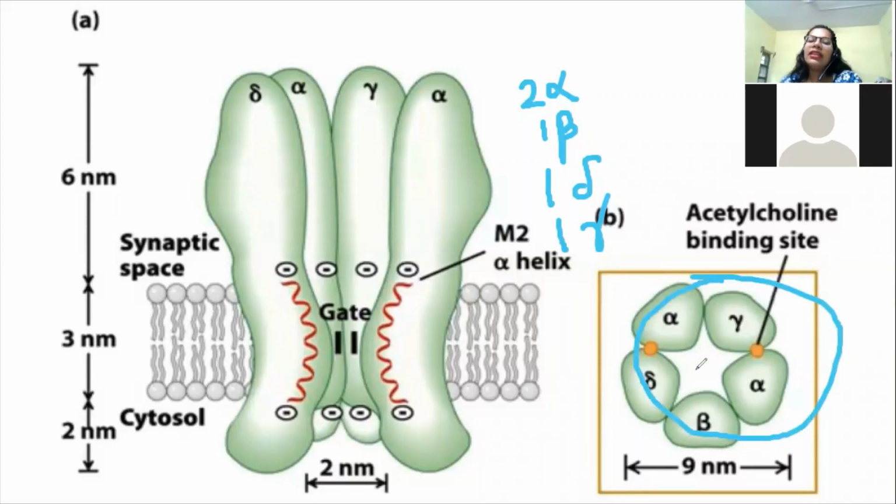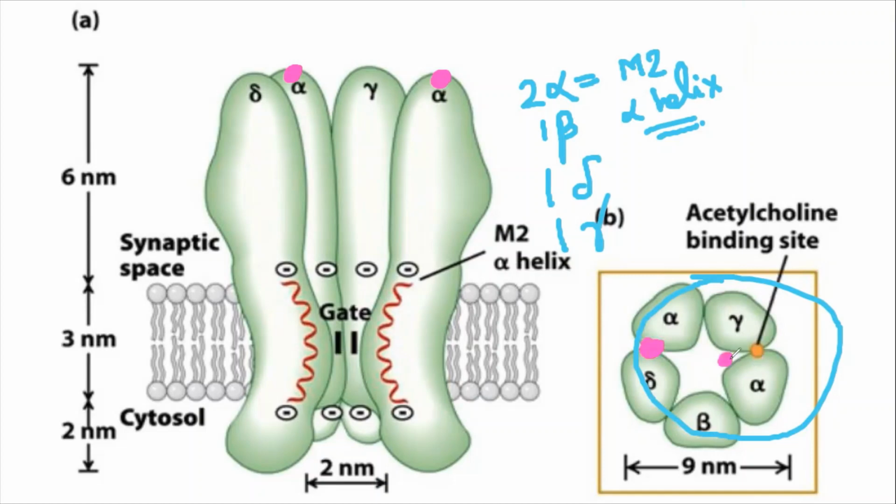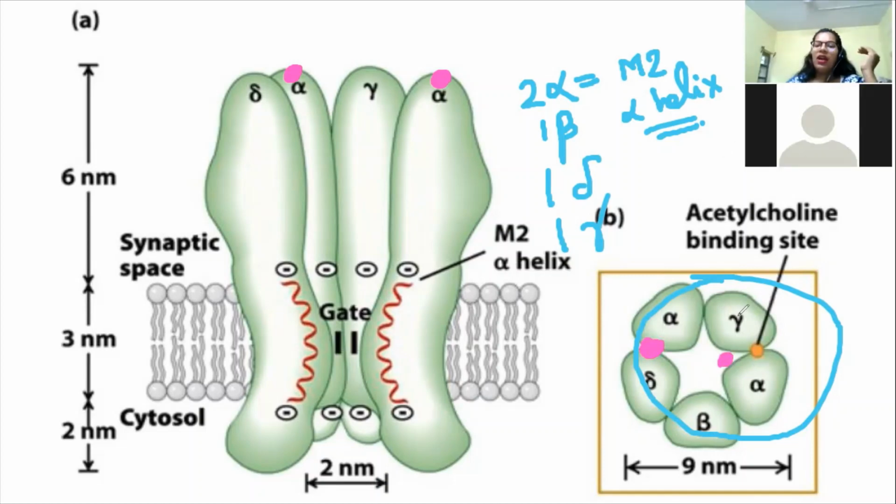This is in the closed position. So what is happening? In the case of alpha, 2 alphas are there. That is important. It has subunits of M2 alpha helix. Please remember. Now why is it important? Because your ligand comes and binds to alpha only. This is the overview, the top view of the ligand. You can see that one is binding over here, the other is binding over here.